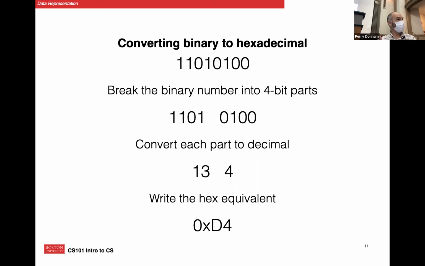But going the other direction is easy too. You just reverse the process. If I'm looking at D4 and I want to know what the binary representation is, take the 4, write 4 in binary, take the D, write D in binary, and I'm done. Either you'll remember them at some point, or you can refer back to the chart, or just count on your fingers.